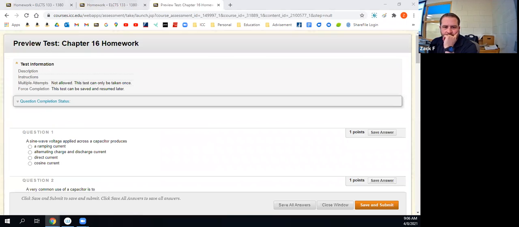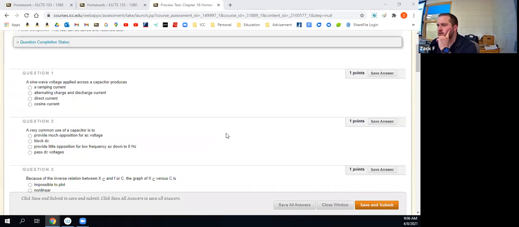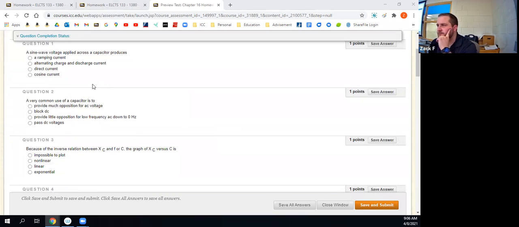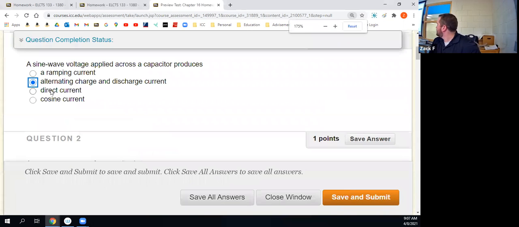All right, number 1. Sine wave voltage applied across a capacitor produces what? Yep. Alternating charge and discharge current.